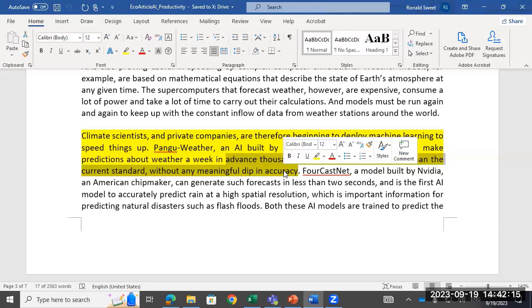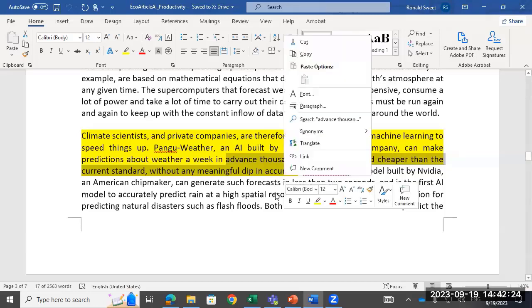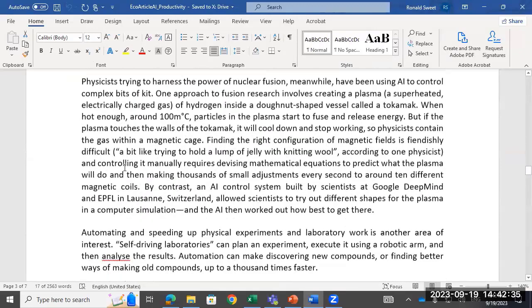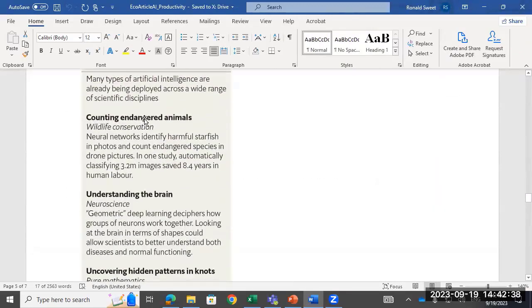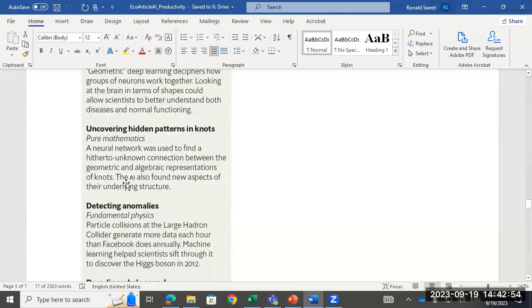It's kind of like the same thing with autonomous vehicles. Autonomous vehicles is AI. The nice thing about AI on vehicles is if they learn something, every single car in the world suddenly becomes a better driver. You don't learn it car by car. Everybody learns at the same time. I like this one, counting endangered animals. Automatically classifying 3.2 million images saved 8.4 years in human labor. That's kind of what I was doing in class, where I can dump stuff from the internet in 5 seconds that would have taken me years. Those are the kind of improvements we're seeing.